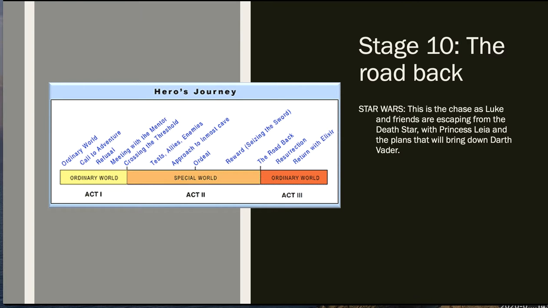So in Star Wars, this is the chase scene as Luke and friends are escaping from the Death Star with Princess Leia and the plans that will bring down Darth Vader. So they've taken this reward, the plans to the Death Star, and they're headed back to the Resistance so they can bring down the Death Star.